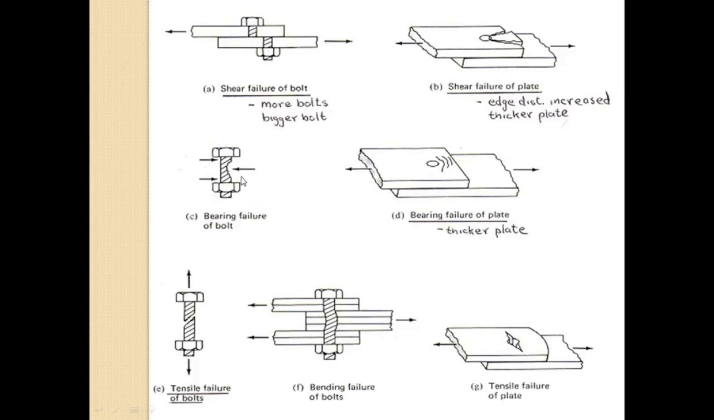Then bearing failure of bolt. Okay, here we can see the bearing failure of bolt or bending failure of bolt. Two plates have the tensile force on the left side and one plate has the force on the right side, then this type of bending or bearing happens. This is the bearing failure of plate. To avoid this bearing failure, we can use a thicker plate.